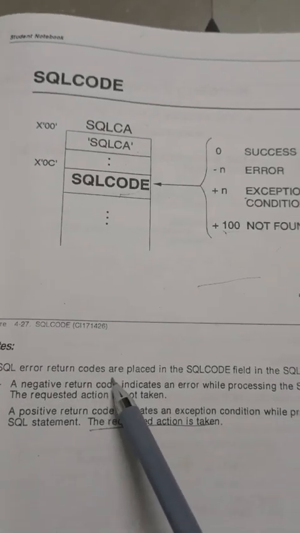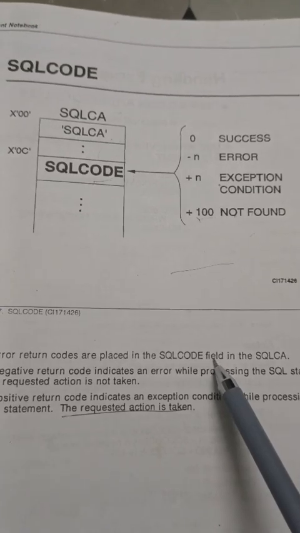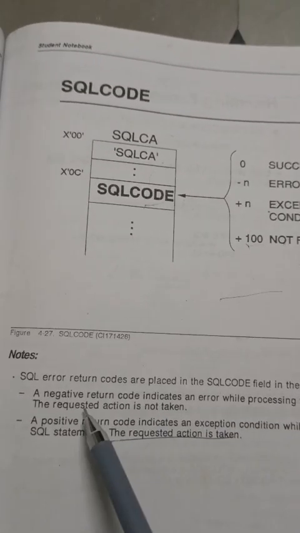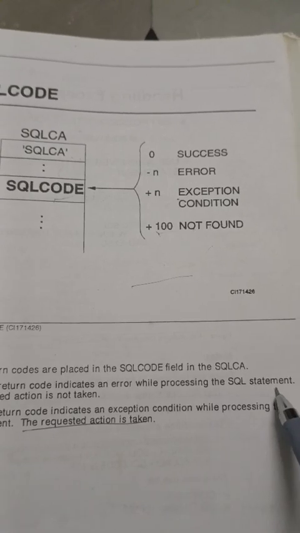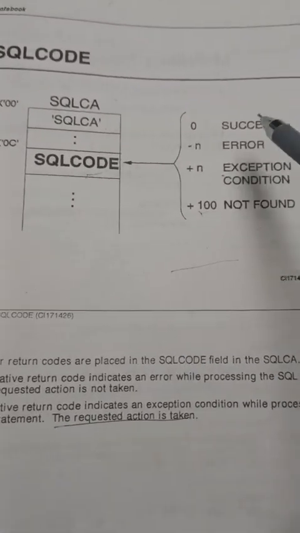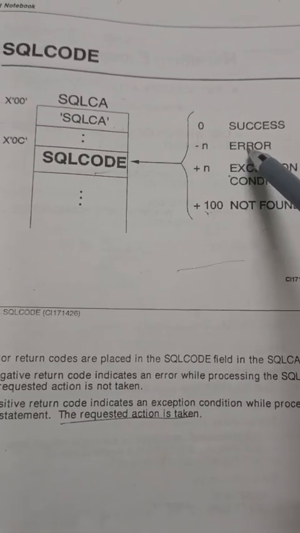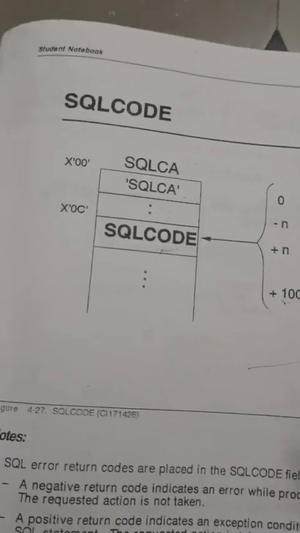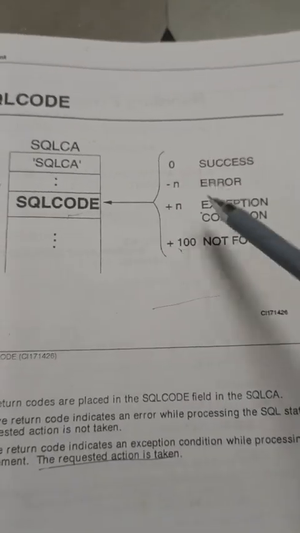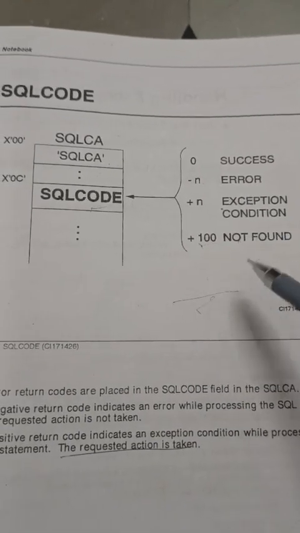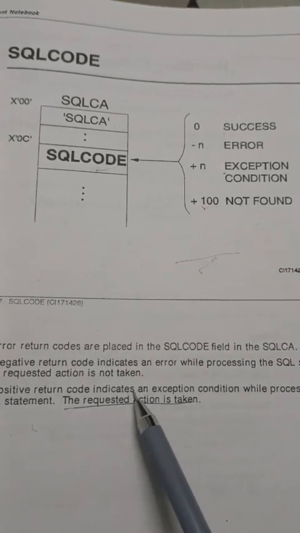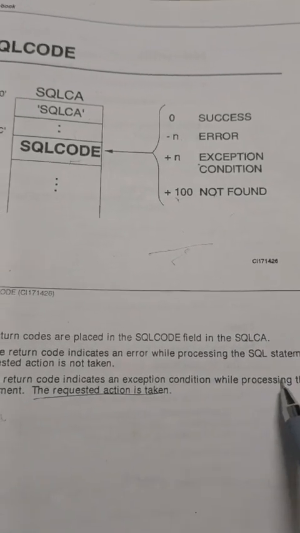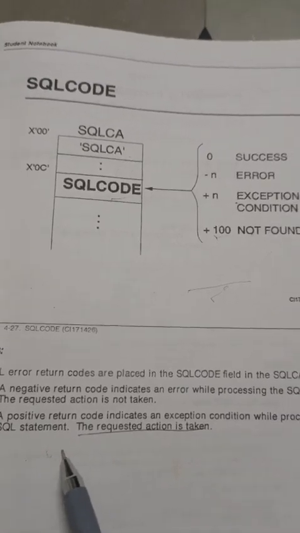The SQL error code places the SQLCODE field in the SQLCA. A negative return code indicates an error while processing the SQL statement. Here, whatever the minus value, like minus 305, is called an error. Like plus 305, that is called an exception condition. The positive return code indicates the exceptional condition while processing the SQL statement.